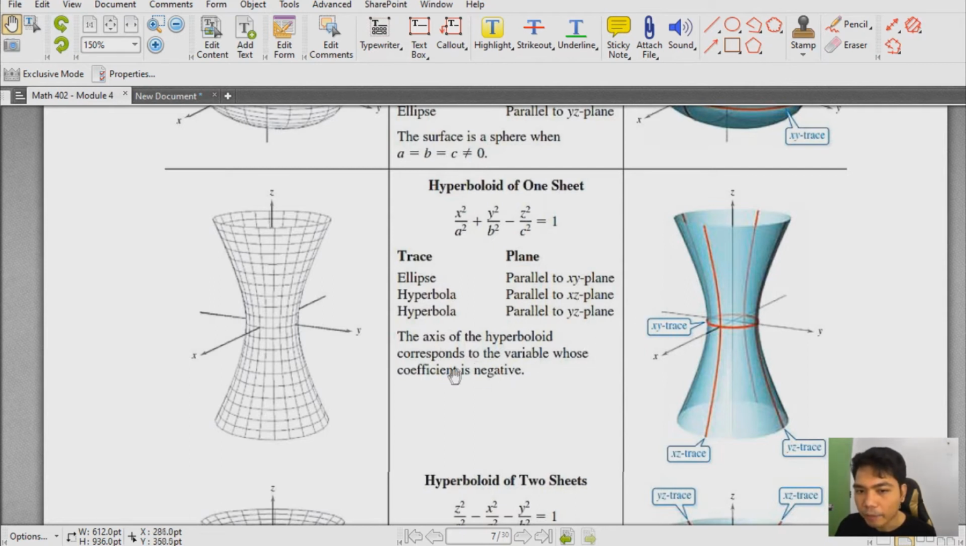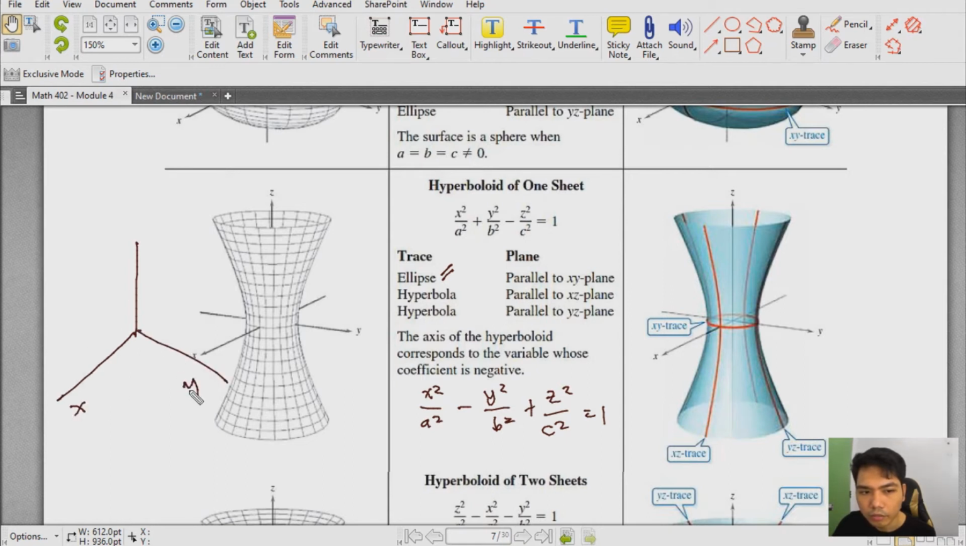So, the axis of the hyperboloid corresponds to the variable whose coefficient is negative. So, for example, ang ating hyperboloid of one sheet is negative yung y. So, we have x squared over a squared, then minus y squared over b squared plus z squared over c squared is equal to 1. So, upon finding the trace, we could determine that the ellipse, so ano ba yung parallel ngayon to xy plane? So, halimbawa, meron tayong dito z and then x and then y. So, this is x, y, and then z.